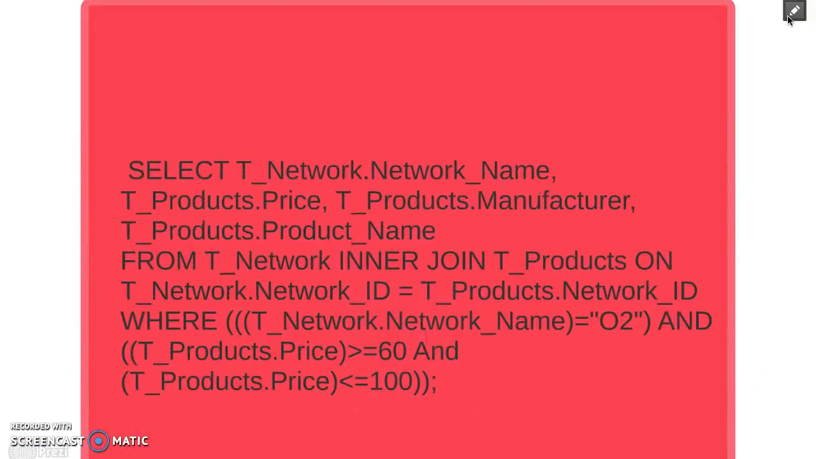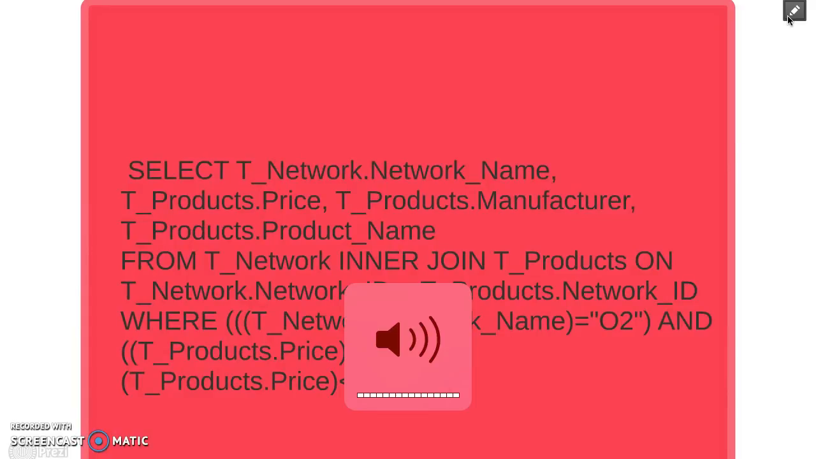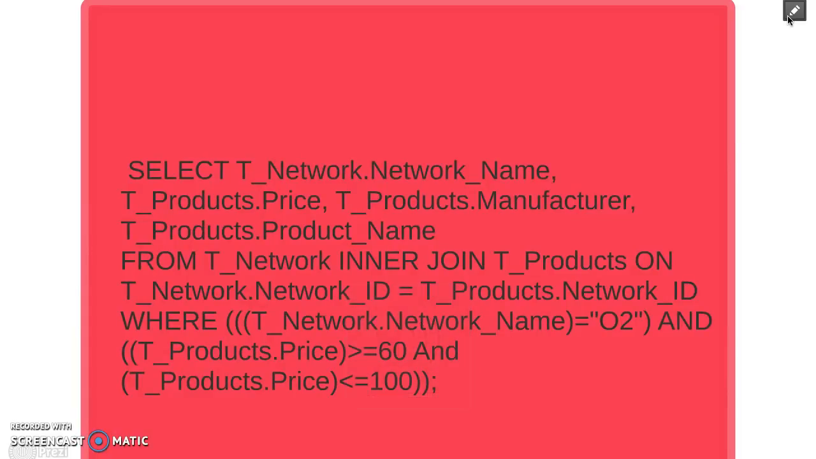This is the SQL coding language we use to retrieve from the CEX database any Nokia phone between the price £60 to £100.